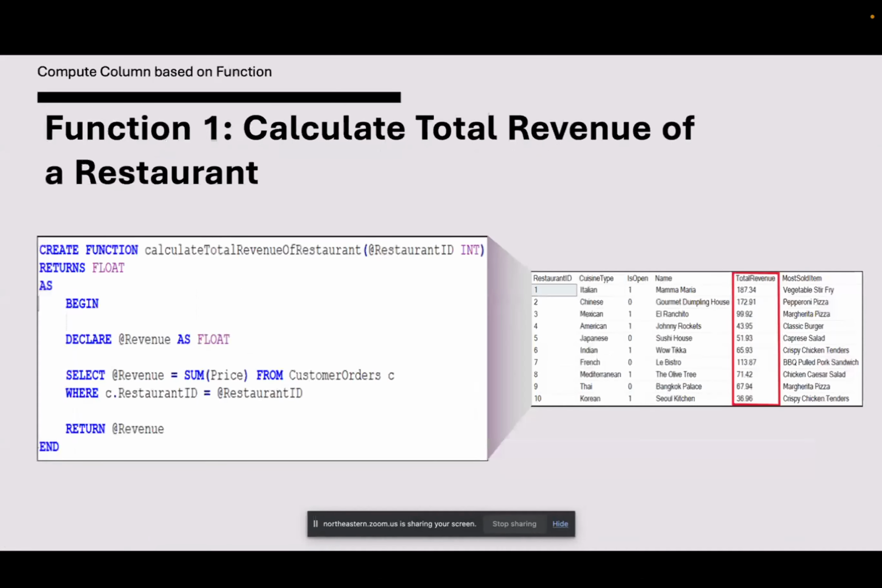So here we have implemented computed columns based on functions. The first column is total revenue, which is present in the restaurant table. This is calculated using the function calculate total revenue of restaurant, wherein restaurant ID is given as an input. And in the query, we are using the sum of price to get the revenue value for each restaurant.